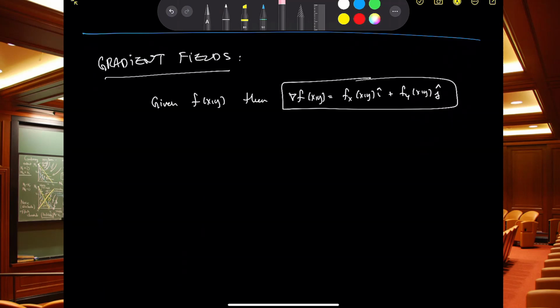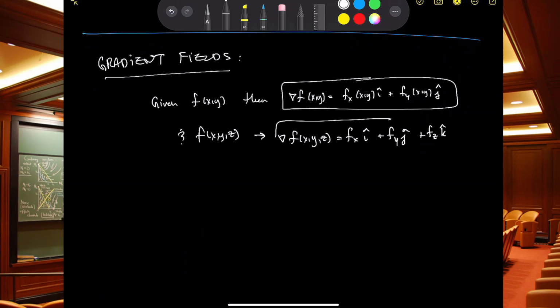And then if we scale it up a dimension, we know that this goes to, for some f of x, y, z, so it's a scalar function with 3 input variables, then the gradient field is the partial with respect to x i, partial y j, partial z k. Again, what is this doing? This is assigning to each point xy or xyz a vector, right? So this is a vector field, and it's what we call a gradient field.